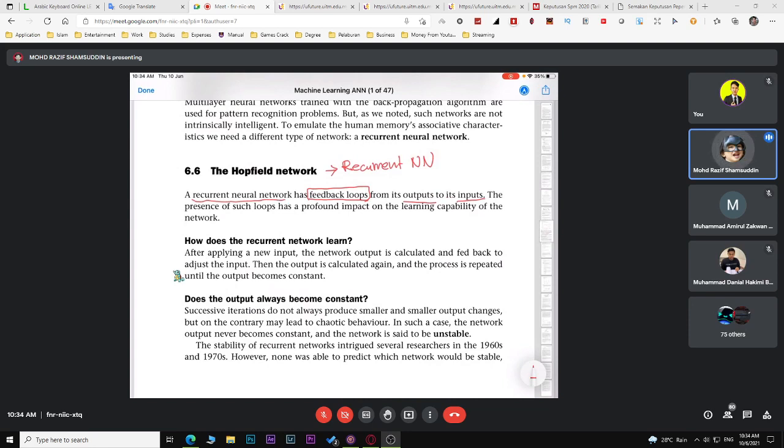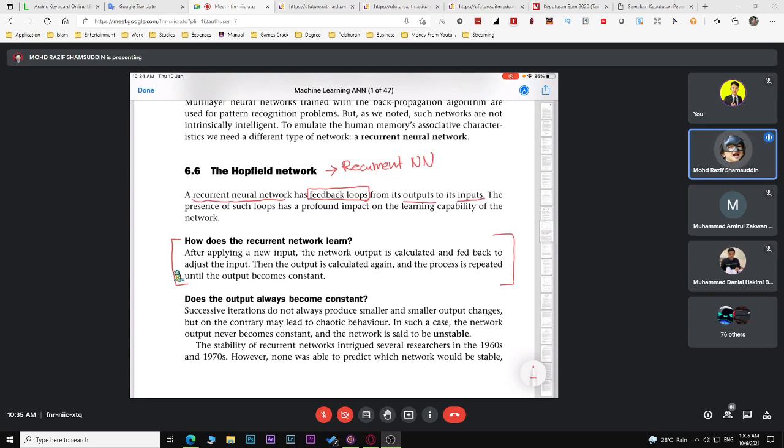Okay, some author would also categorize a Hopfield network as an unsupervised neural network. Okay, kenapa dia unsupervised neural network? Sebab dia tak ada label, right? So how does the recurrent network learn? Ni semalam pun ada student tanya, macam mana dia learn? After applying a new input, the network output is calculated and fed back to adjust the input, and then the output is calculated again and again, and the process is repeated until the output become constant.